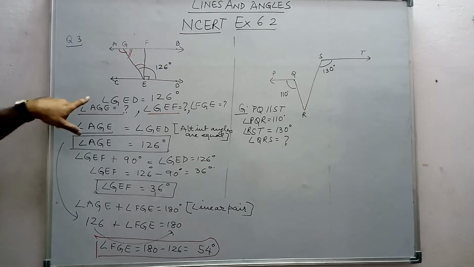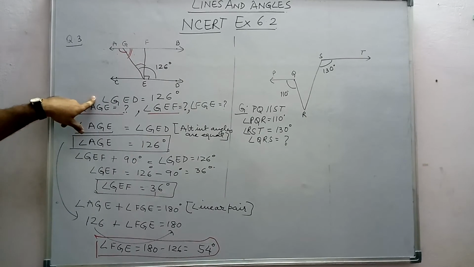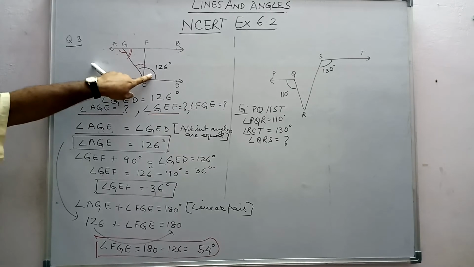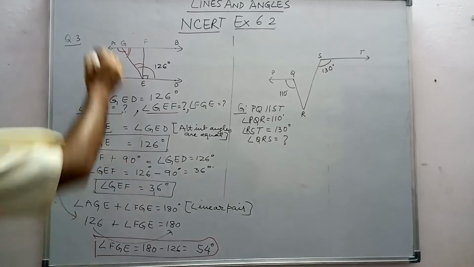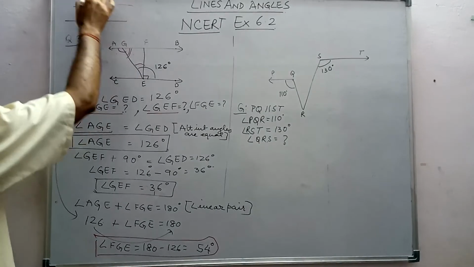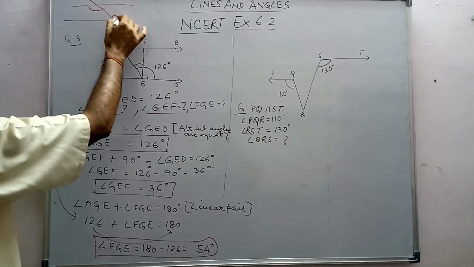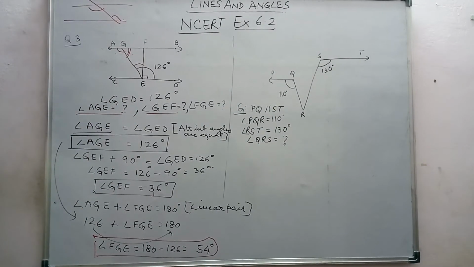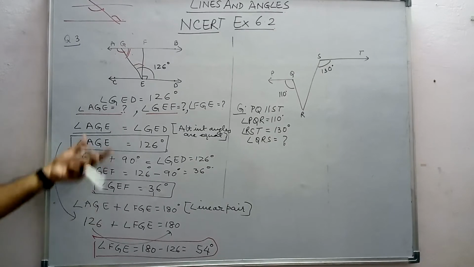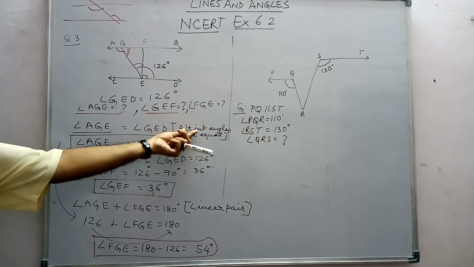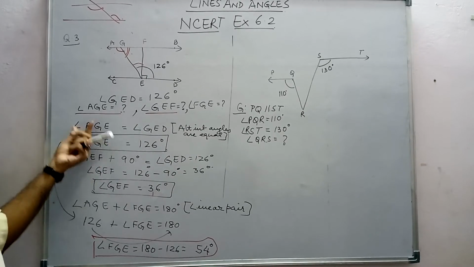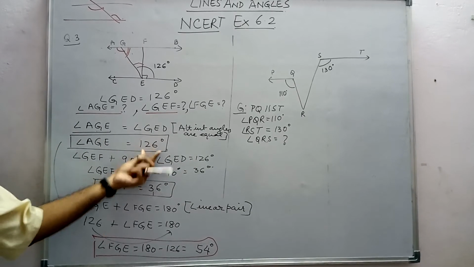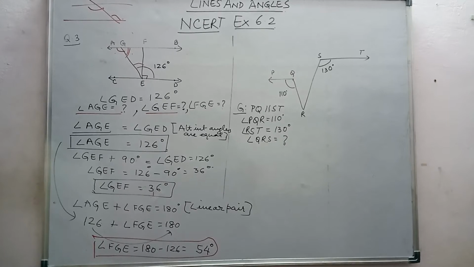Now first of all, AGE and GED is equal to 126 degrees, and both are alternate angles. When two parallel lines are intersected by a transversal, these are alternate interior angles and they are equal. So AGE is equal to GED. So AGE comes to be GED, that is equal to 126 degrees, because it's given that GED is equal to 126.